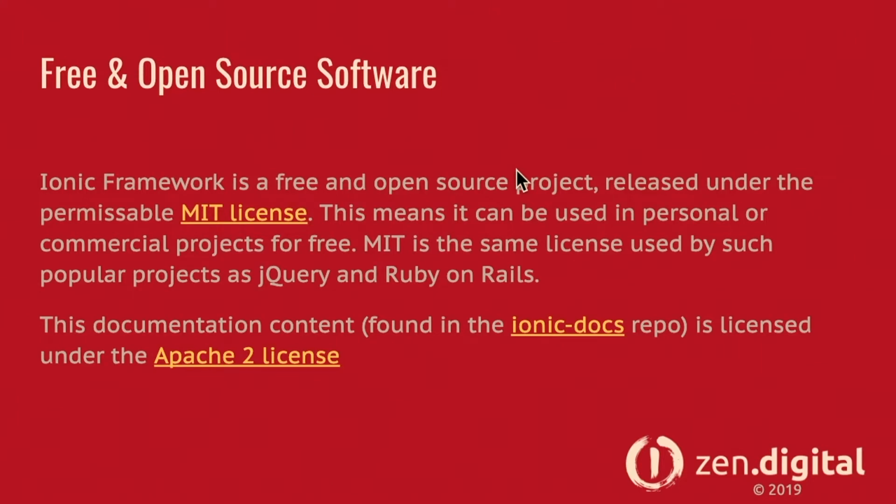It is a free and open source software API. It's released under the MIT license. That means it can be used in personal or commercial projects for free. MIT is the same license used by such popular projects as jQuery and Ruby on Rails. The documentation content that's found in the Ionic docs repo is also licensed under the Apache 2 license.